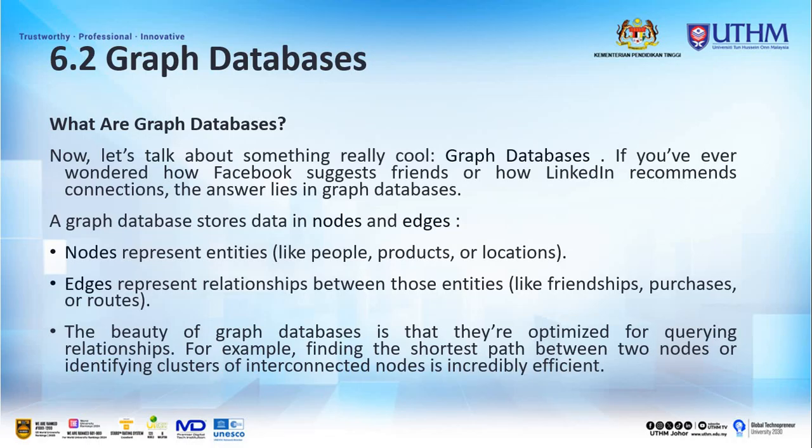For example, friend suggestions in Facebook are actually based on the mutual friends that you have with that particular friend. Let's say you have 10 mutual friends, Facebook automatically will suggest to you, okay, you might know this friend, there is a new suggestion for you, something like that. The beauty of graph databases is that they are optimized for querying relationships. For example, finding the shortest path between two nodes or identifying a cluster of interconnected nodes is incredibly efficient.